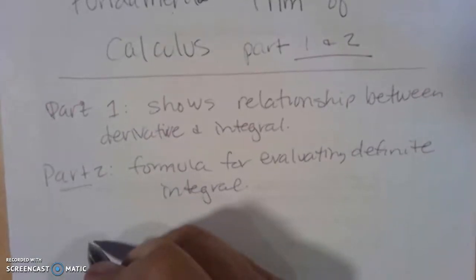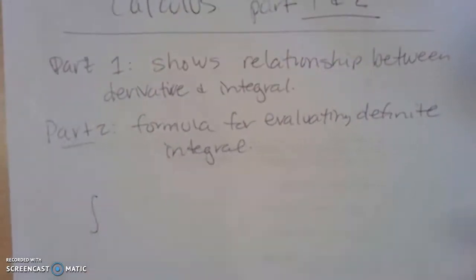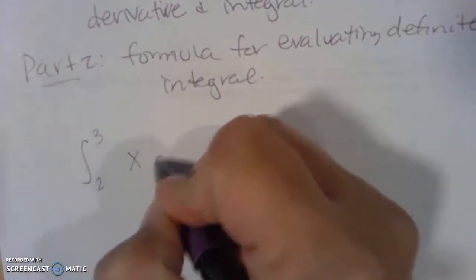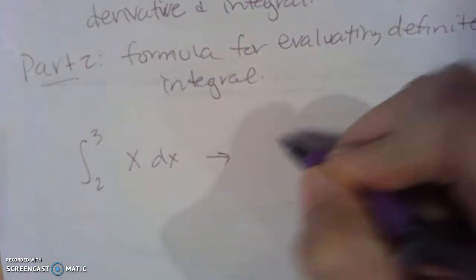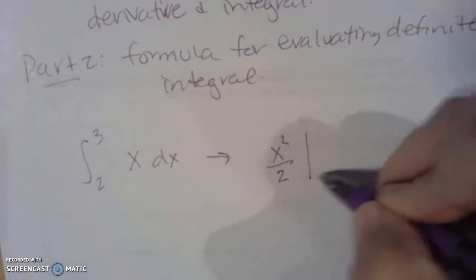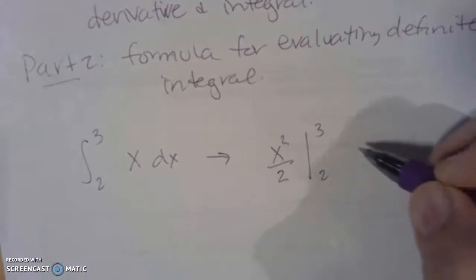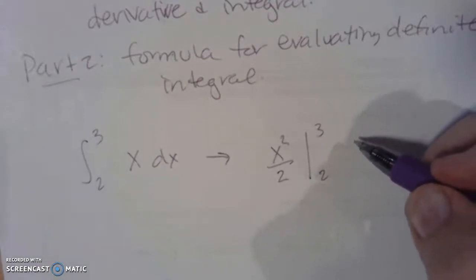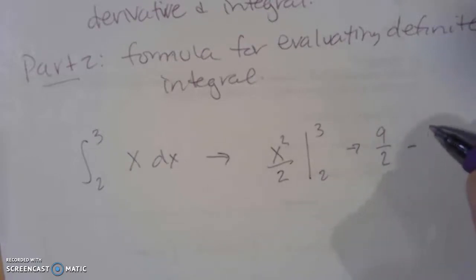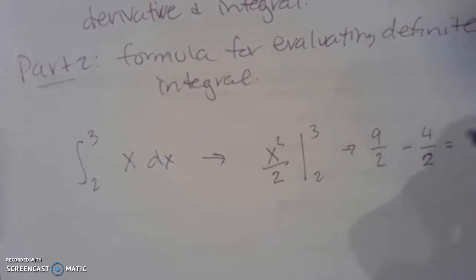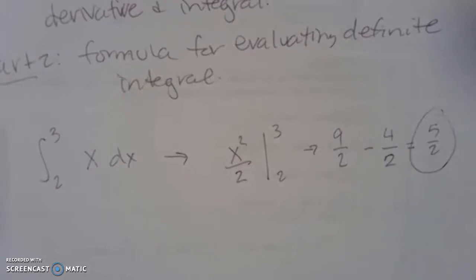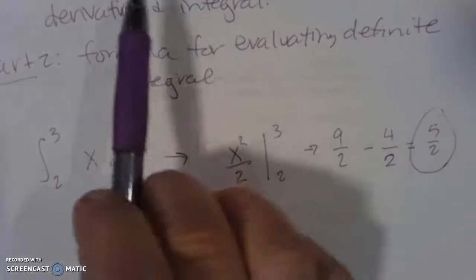Let's say we have something like, take the integral from 2 to 3 of x dx. Well, we know the formula is going to be: take the antiderivative of that, x squared over 2, from 2 to 3. This is part 2, which is the formula and the process of how to find the definite integral. So that's going to be 9 halves minus 4 halves, which is 5 halves, and that would be the answer. Okay, but what we're going to talk about today is how to show the relationship.